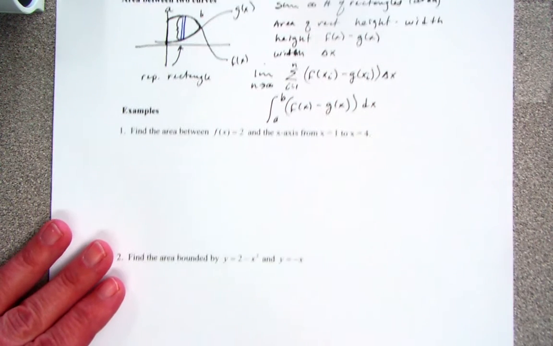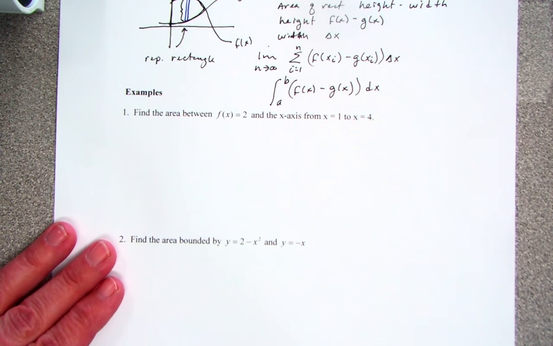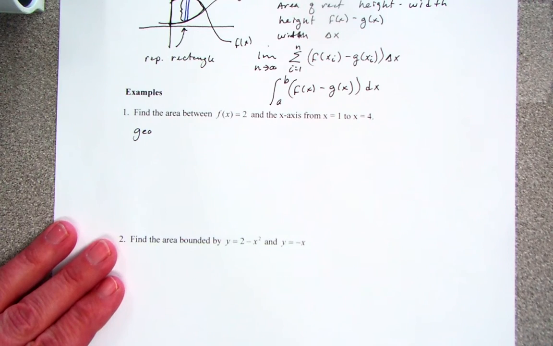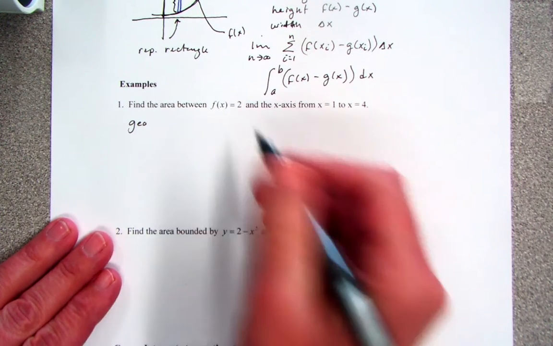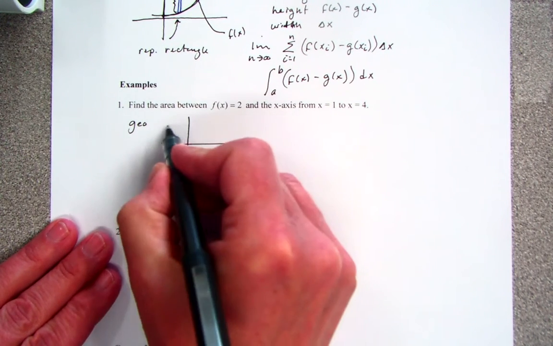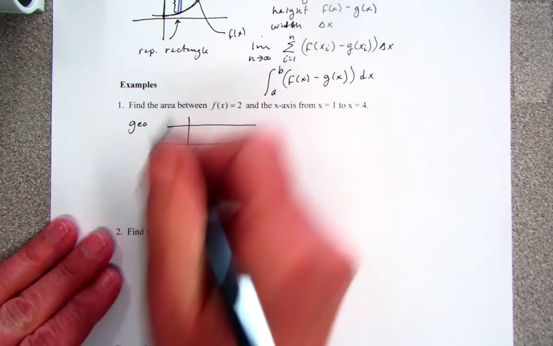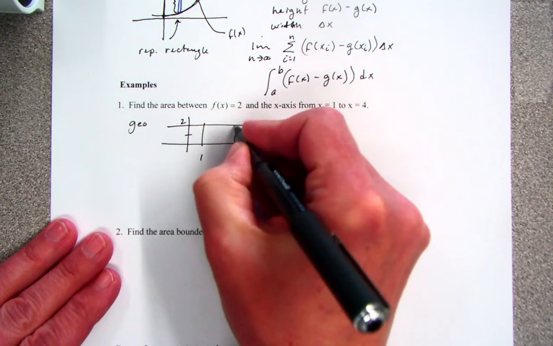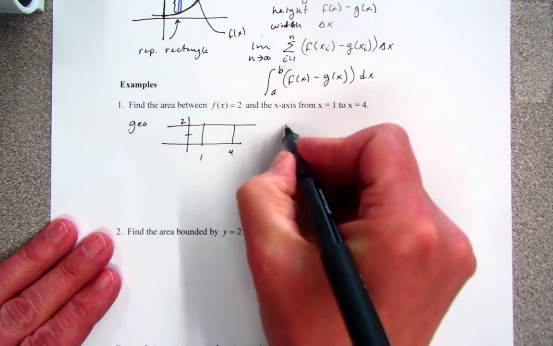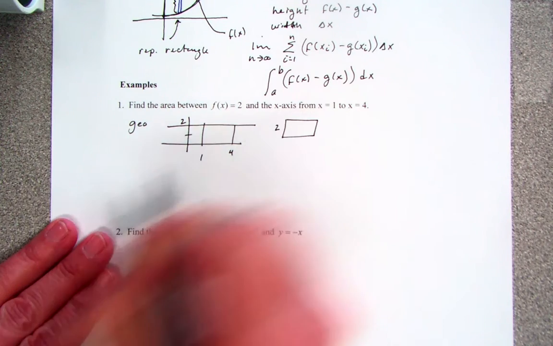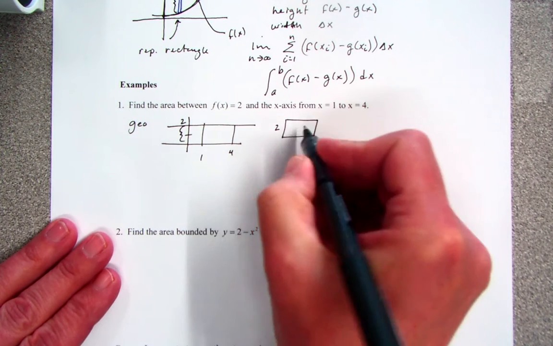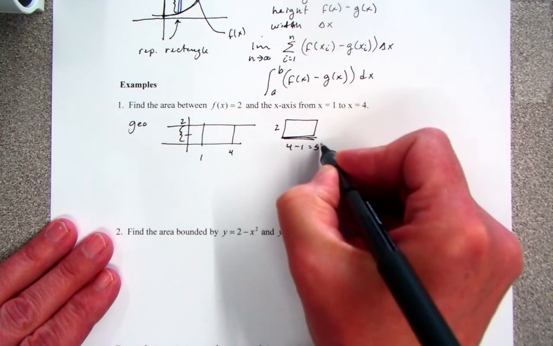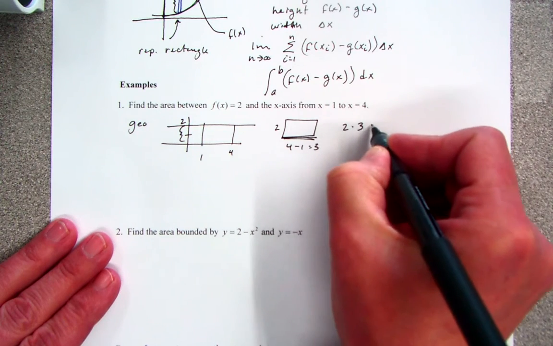So we're going to look at this two ways in this next example. We're going to apply both geometry and calculus to see what's going on. So I'm going to draw a picture of this again. f of x equals 2. That's just a horizontal line at 2. And I want a rectangle from 1 to 4. So if I just take a look at this rectangle, I can see my height is 2. Here's my height. My width down here is 4 minus 1, which is 3. And so if I just use geometry, it's 2 times 3, which is 6.